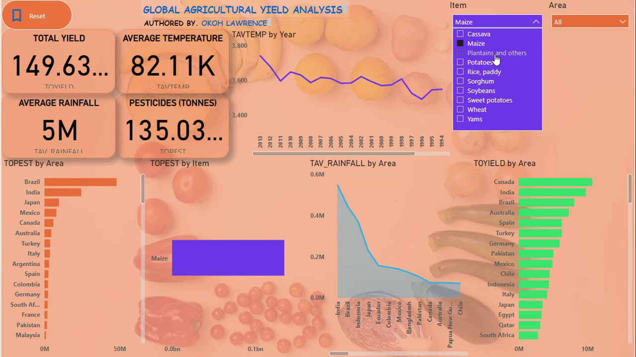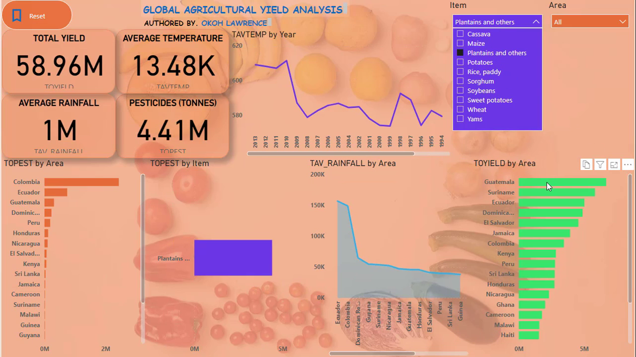So we look at plantain and others. We see that Guatemala has the highest in plantains and other products, followed by Suriname, and Colombia on this axis has the highest usage of pesticide, clocking 2.4 million tons. So we can see the chart on the temperature for the production of this item by various countries in various years.